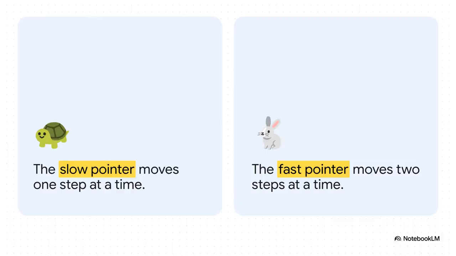This is one of my personal favorites because the solution is just so clever. It's often called the tortoise and the hare algorithm. You have a slow pointer moving one step at a time and a fast pointer moving two steps. Now, if there's no loop, the fast one just runs off the end. But if there is a cycle, that fast pointer will eventually come around from behind and lap the slow one. They are guaranteed to meet.